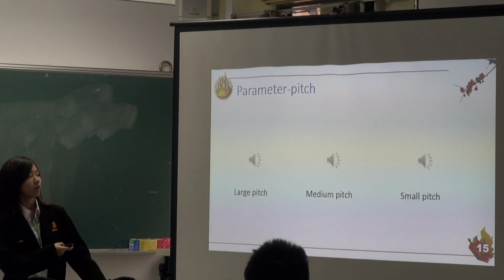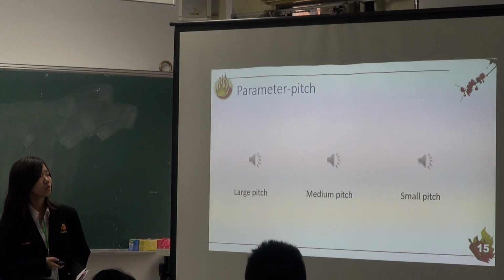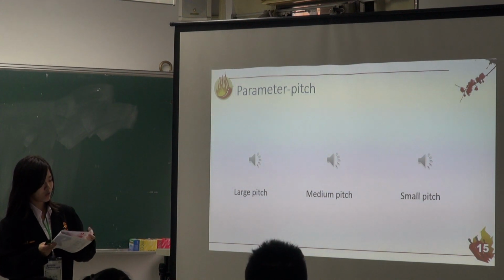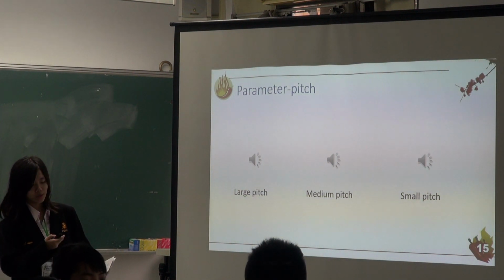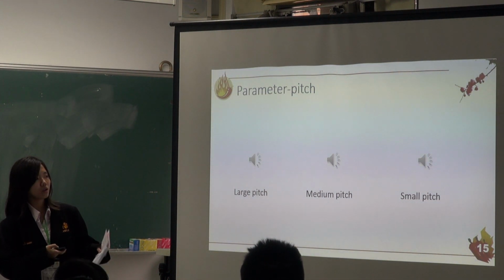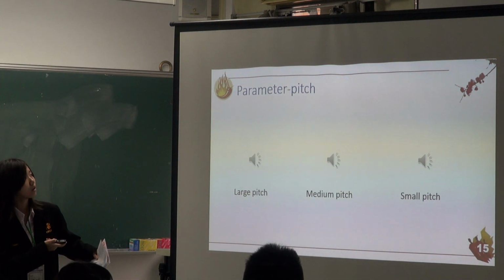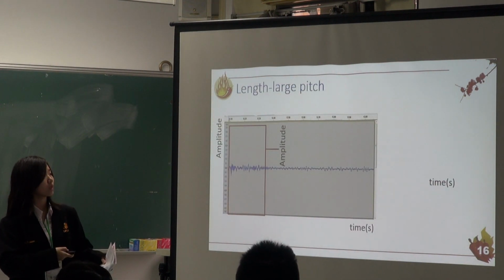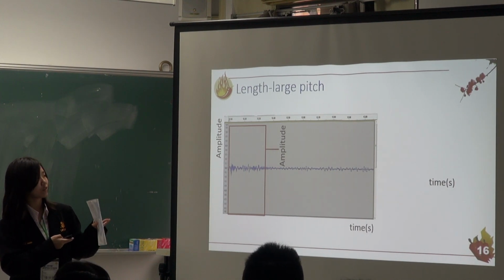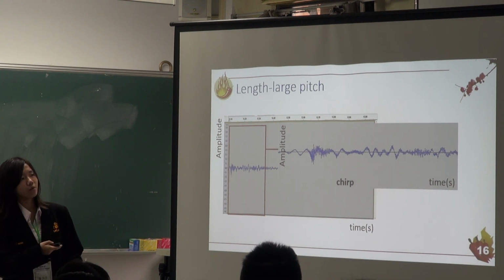And you can hear the sound. This is the sound of the large pitch, the second is the medium pitch, and the third is the small pitch. And you can see the wave: this area is the chirp, and you can clearly see the wave.